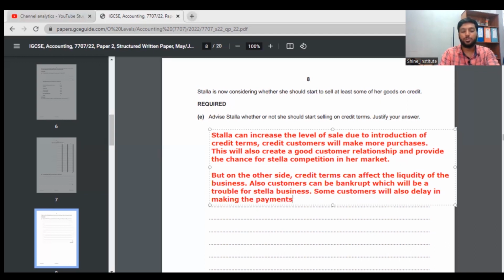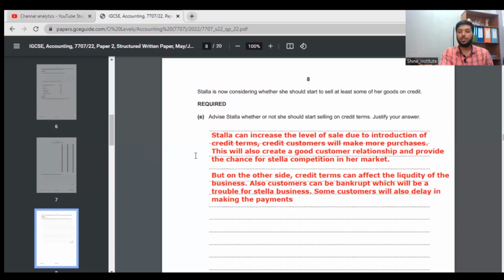You don't want to write which is good or bad, and also don't give a conclusion; in both ways you should say. So you said about the good ways and you said about the bad ways, and this is advice: Stella whether or not she should start selling on credit terms. So they're asking whether or not. As they're asking whether or not, you should be giving a conclusion. I thought maybe if they are asked only to justify, you don't want to give, but as they have asked you to advise, so I would say it's better to, it's your own opinion, guys. You can say it's bad or it's good.